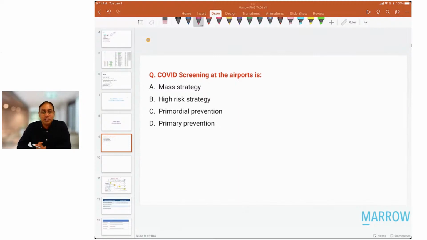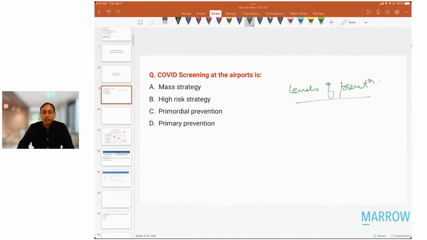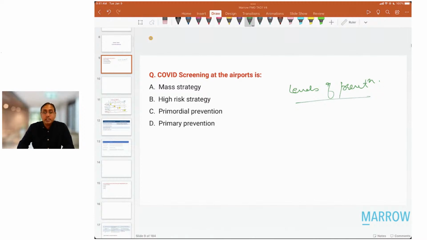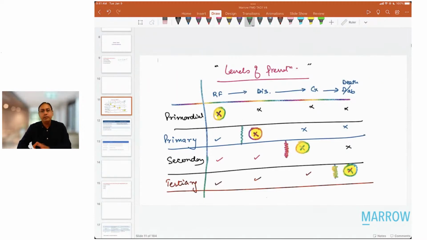What level of prevention? What do you think? Mass strategy, high risk strategy, primordial prevention, primary prevention? This topic is from levels of prevention. Levels of prevention. So what do you say? What is the level of prevention? Where will it be? What will it be? So if you just look at the levels of prevention, we have done this a lot of times in the videos, in the classes, and many places.